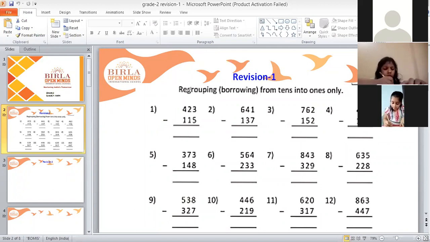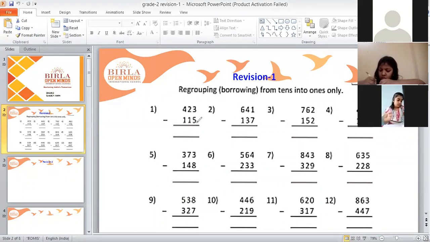Whenever we are subtracting 3-digit numbers or 2-digit numbers or 1-digit numbers, we always start subtracting from the numbers in ones place. We always subtract the number in ones place first. So here also we'll subtract the number in ones place first. In ones place we have 3 and 5. First we will subtract this 5 from 3. But we cannot subtract 5 from 3 as 5 is bigger than 3. So it is not possible to take away 5 from 3.